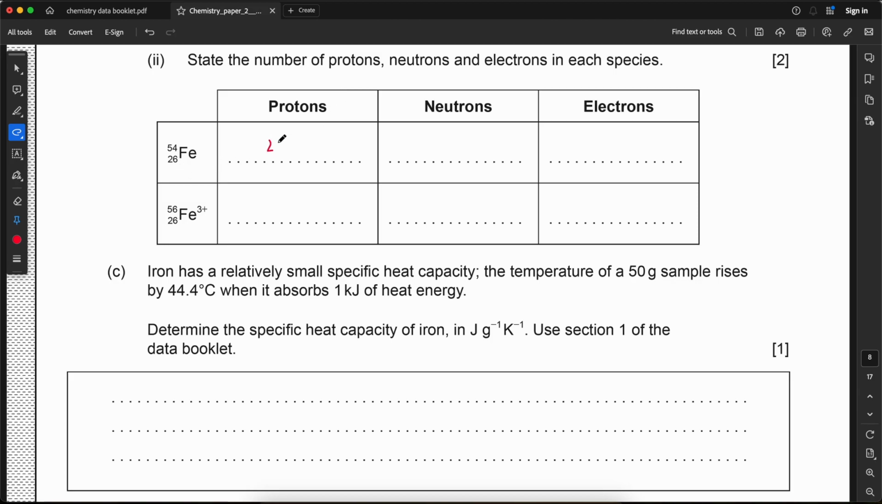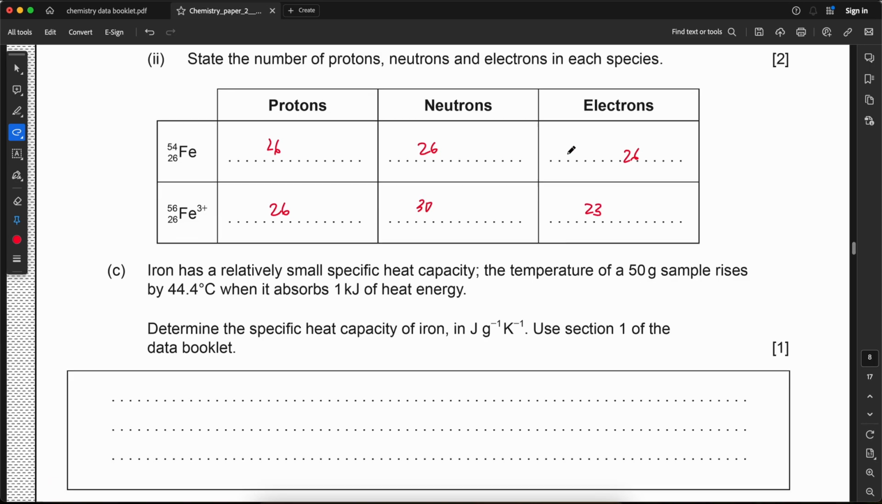This one has protons 26, neutrons also 26, and electrons 54 minus 26, which is 26. And this one 26 and neutrons, so for neutrons here, I repeat again, 54 minus 26, and electrons the same as the proton number. And for protons here, the atomic number, and neutrons is 56 minus 26, which is 30, and electrons, it loses 3 electrons because 3 plus, so it becomes 23.